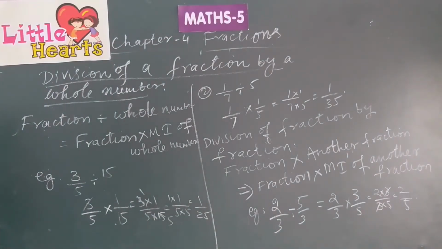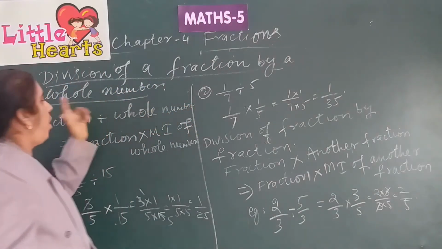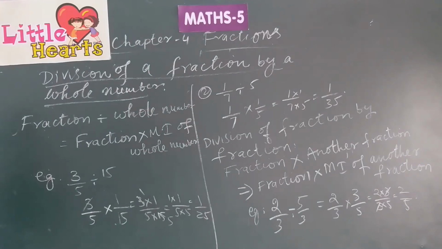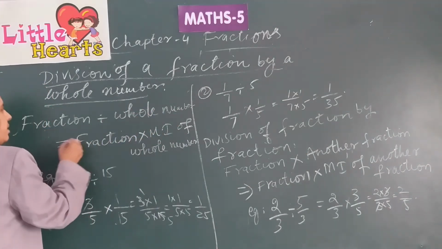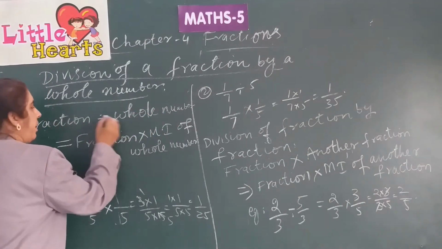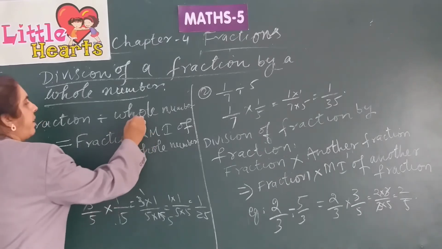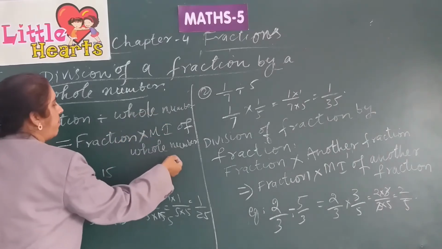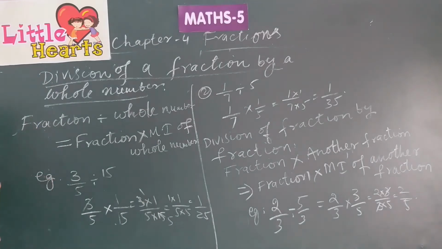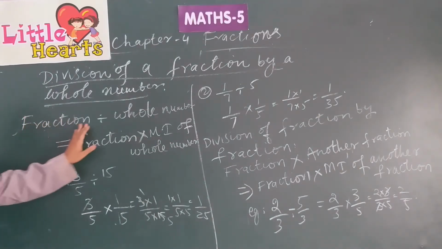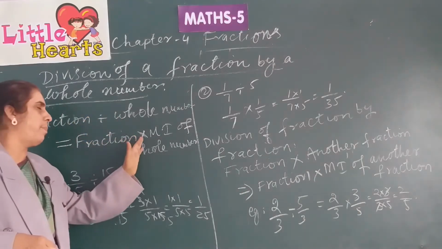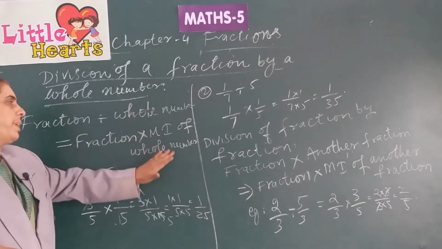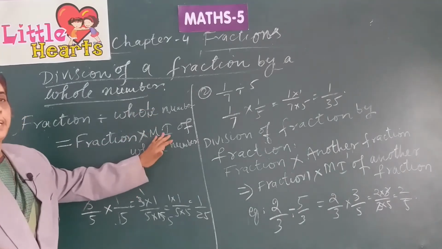Yes, children, now let us go with the division of fractions. First of all, division of a fraction by a whole number. A fraction should be divided by a whole number. So, fraction divided by a whole number equals the given fraction into, division becomes multiplication, and this whole number's multiplicative inverse should be multiplied with the given fraction. So, once again, fraction divided by a whole number equals the given fraction, and this division becomes multiplication, and this whole number's multiplicative inverse should be written here.